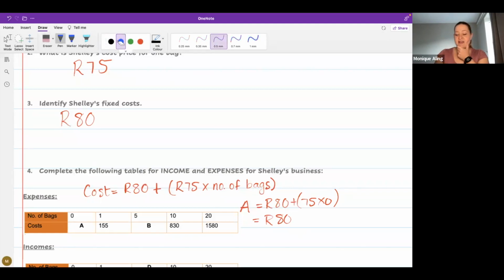just got to be careful here. I see some signs have been changed. We've got our 80 Rand up front plus the 75 Rand per bag. She has made 5 bags at this point. So it's going to give us a total of 455. Okay, so just make sure that we are multiplying in the bracket. Okay, for the most part, looks like you guys all understood that.